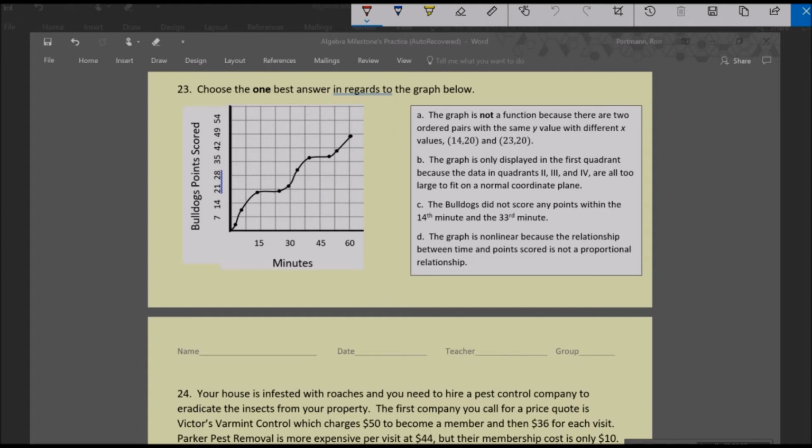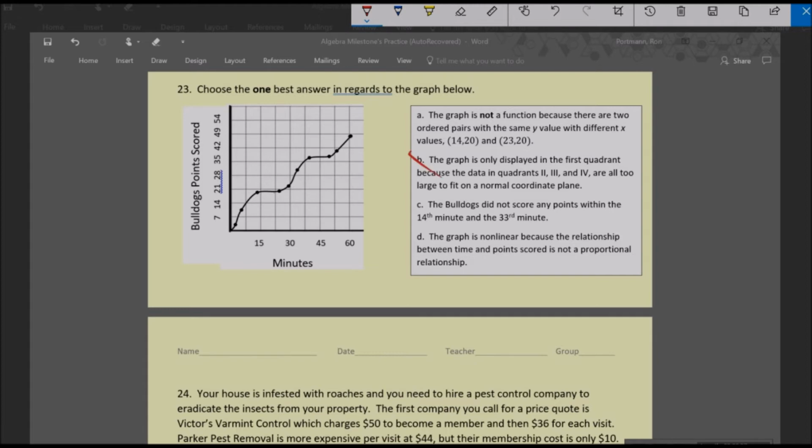B says the graph is only displayed in the first quadrant because the data in quadrants 2, 3, and 4 are too large to fit on a normal coordinate plane. That doesn't make one bit of sense because anything over in quadrant 2, 3, or 4 is going to be either negative time or negative points. And you can't have negative points and you can't have negative time. So I know it's not B.